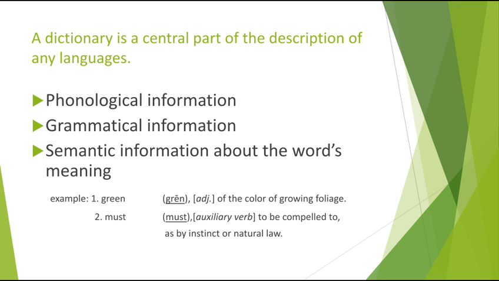A dictionary is a central part of the description of any language. A good ordinary household dictionary typically gives at least three kinds of information. The first is phonological information, second, grammatical information, and then the third is semantic information about the word's meaning.